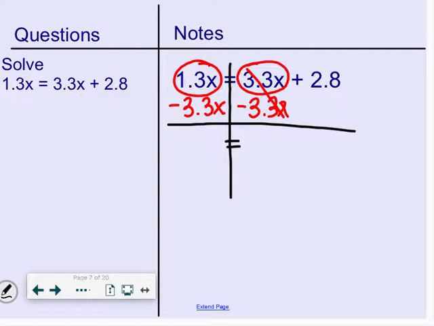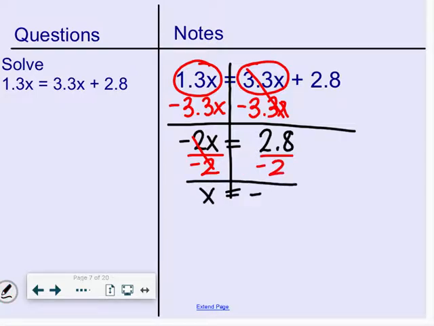1.3 minus 3.3 is negative 2. So negative 2x equals 2.8. And then I divide by negative 2 on both sides. So x equals negative 1.4.